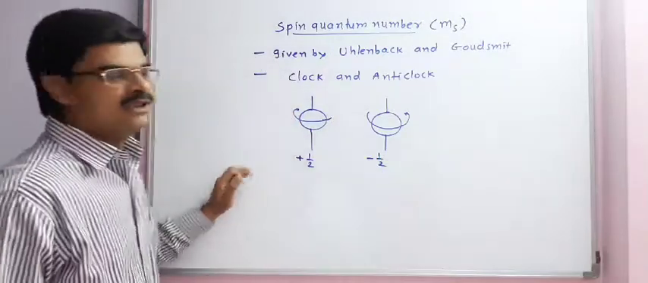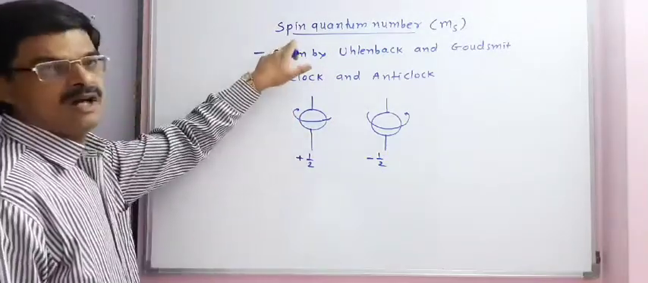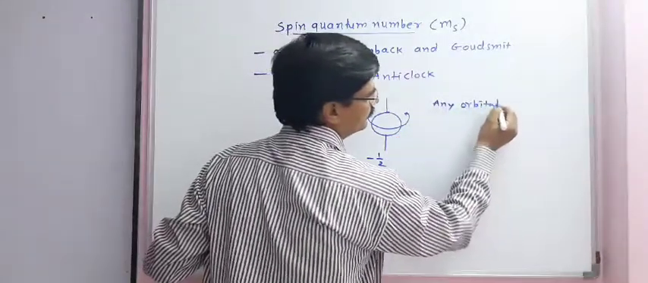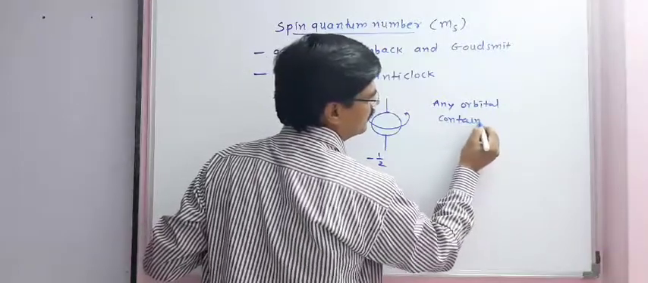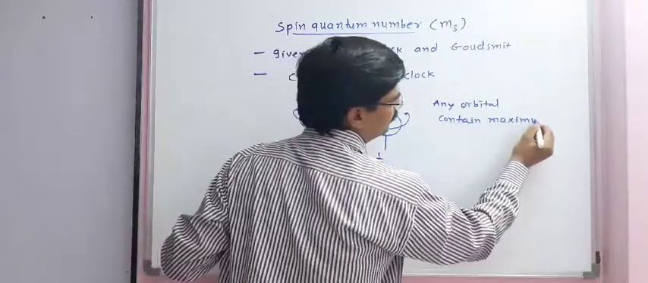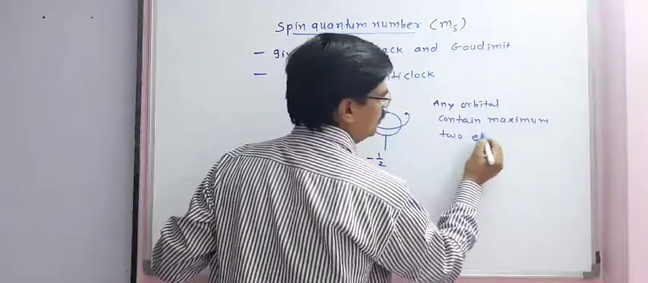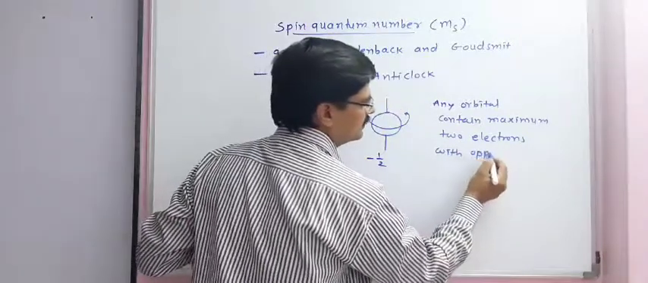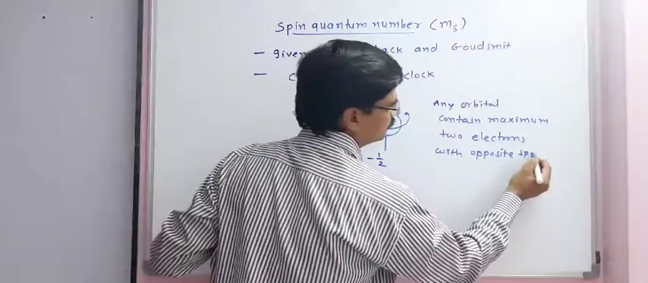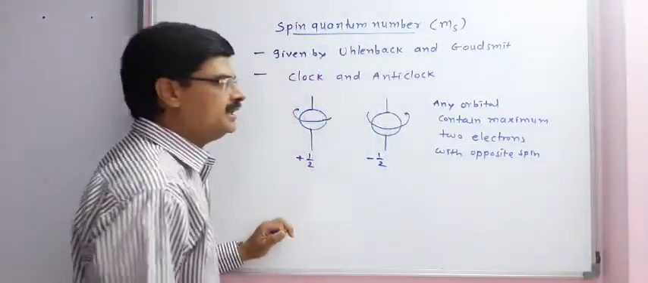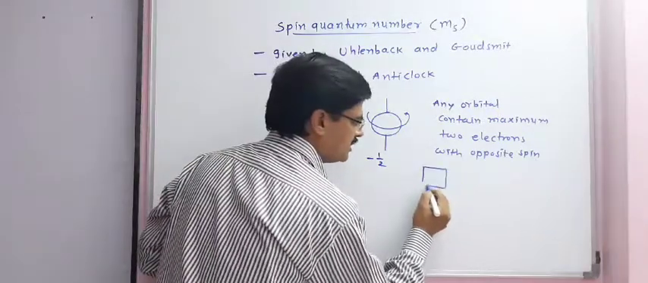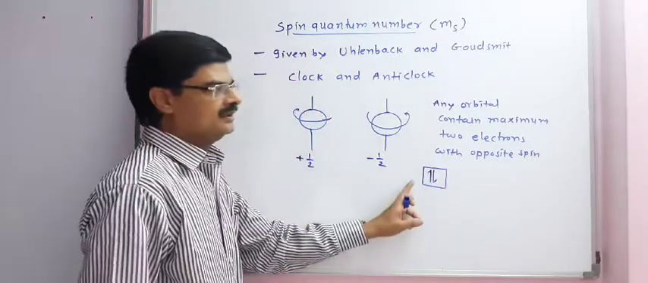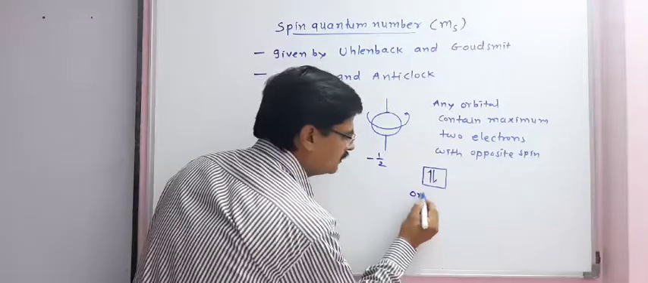So from this knowledge of the spin quantum number, we can say that any orbital contains a maximum of 2 electrons with opposite spin. And that can be shown by just drawing an orbital in which we have 2 electrons with opposite spin.